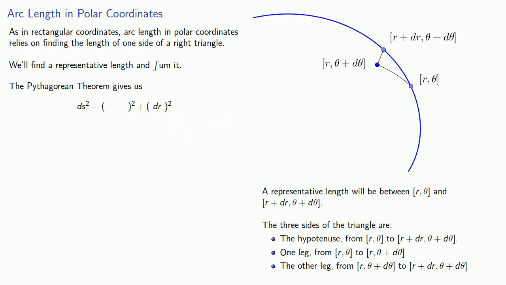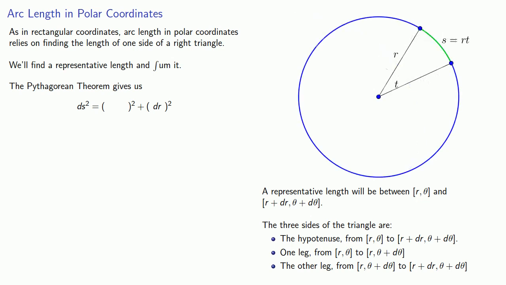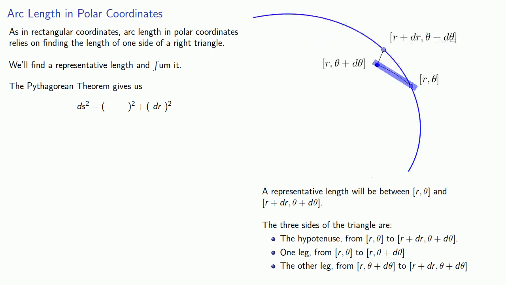For the length of the first leg, we have to go back to geometry. Remember that if we have an arc on a circle of radius r with a central angle of t, the arc length, s, is just going to be r times t. So this arc, which corresponds to the arc of a circle with radius r, has central angle d theta, so this arc length is going to be r d theta. And so our representative length is going to be the square root of (r d theta) squared plus dr squared, and we can simplify that by factoring out a d theta.